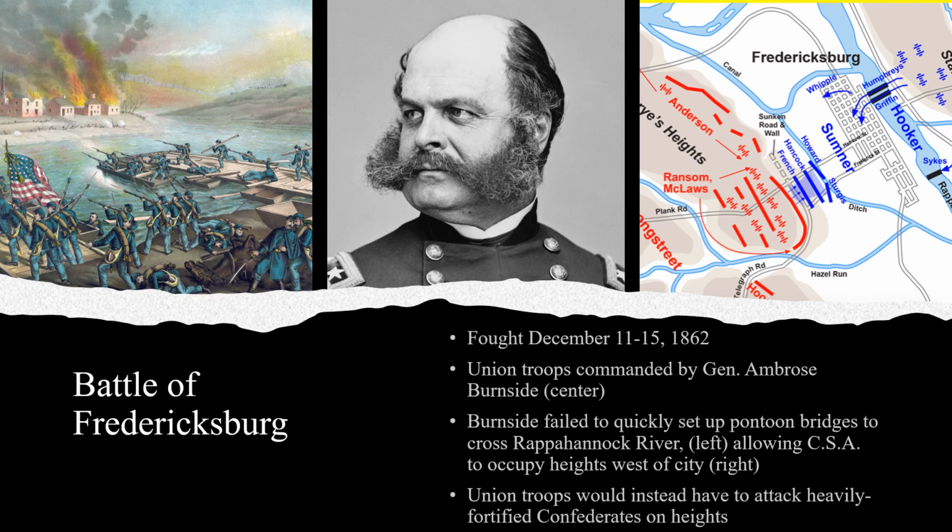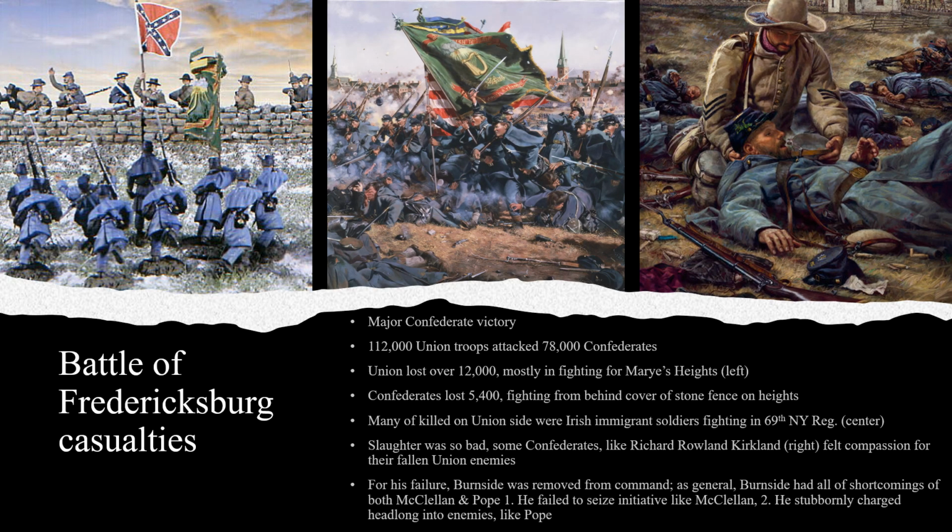Burnside had failed to take the heights just to the west of the city due to the late arrival of pontoon boats, which were needed to make bridges across the Rappahannock River. Burnside's force, over 112,000 strong, attacked 78,000 Confederates, who were heavily entrenched in the hills west of the city. Burnside's army lost over 12,000 to the Confederates' 5,400 losses.